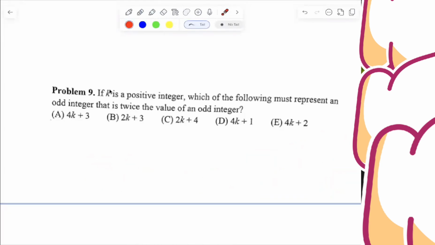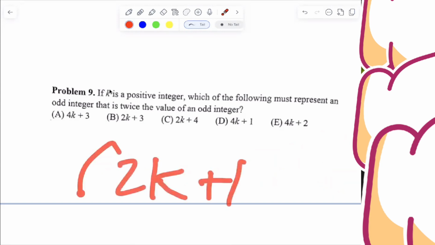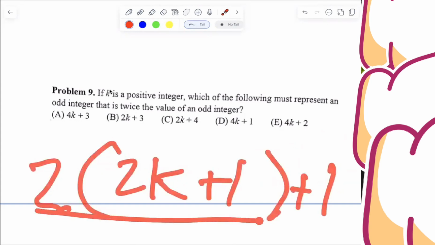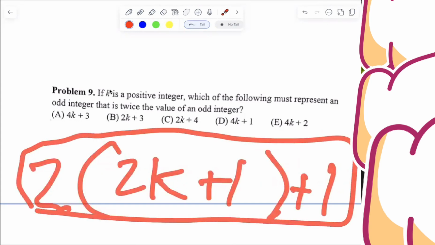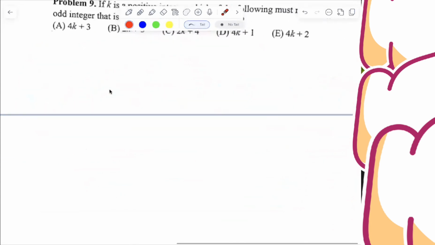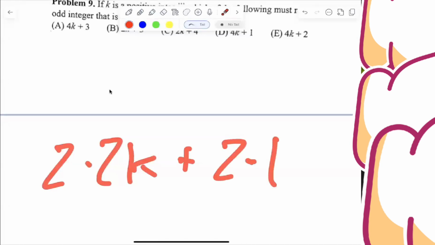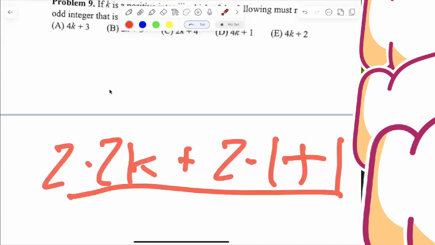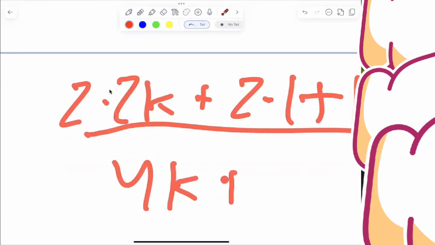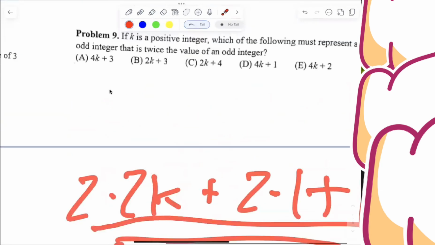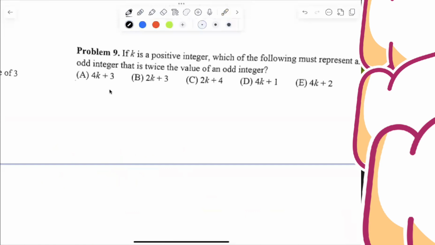Anyways, since we want twice an odd integer, we can express any odd integer as 2k plus 1. We can multiply that by 2 and then add 1, and this gives you an odd integer that's about twice. So (2k plus 1) times 2 gives you 2 times 2k plus 2 times 1, plus 1. This gives you 4k plus 3, which points at the answer of A.